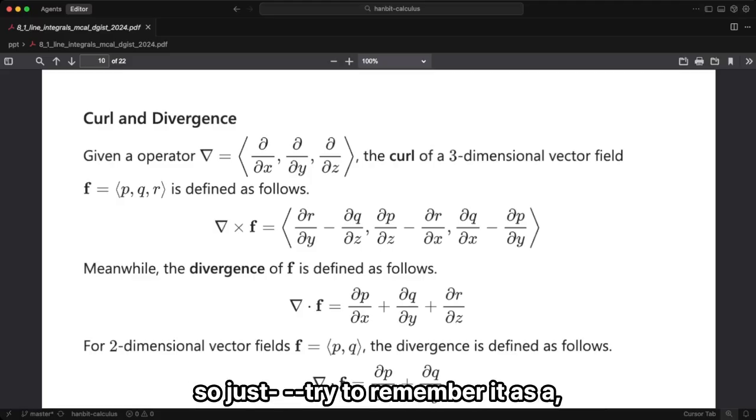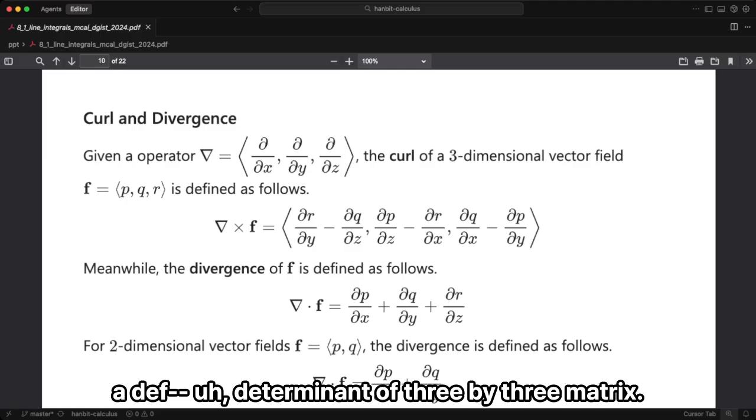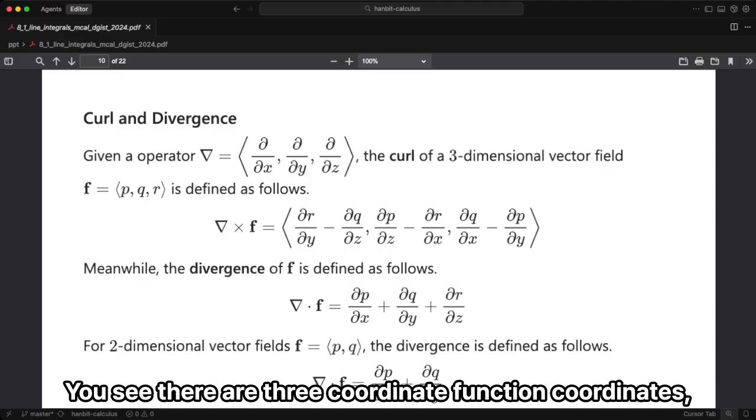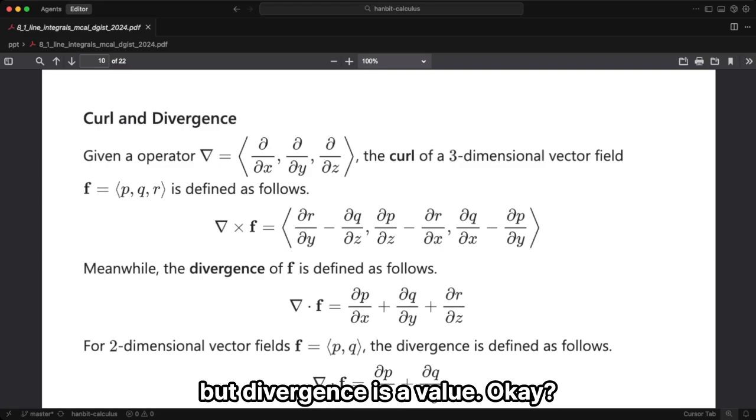So just try to remember it as a determinant of a 3x3 matrix. And also you can define the divergence as the following. So the nature is different. The curl is the vector field. You see there are three coordinates. But divergence is the value. Okay? So divergence gives the value.